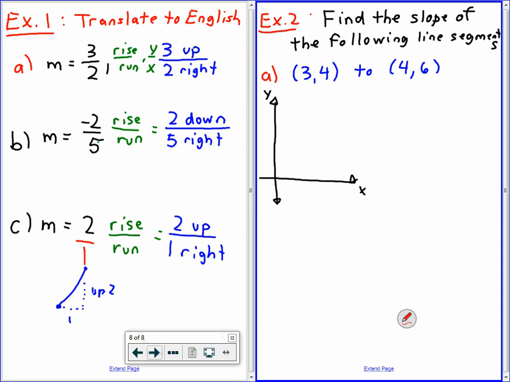So this is going to be 3, 4. And this is going to be, oh my goodness, it's awful drawing, 4, 6. So the line segment looks something like this. So what we're going to do is make something called a rate triangle here. Okay? So remember we say M is going to be rise over run, which equals Y over X. So this is going to be your starting point because it's the one on the left. So this is point number 1.